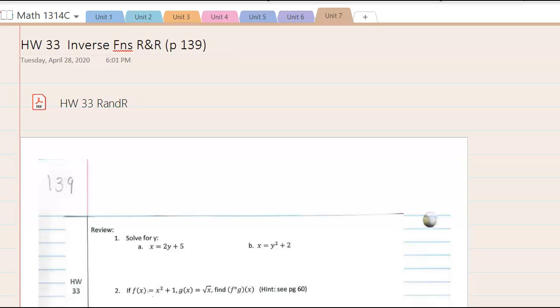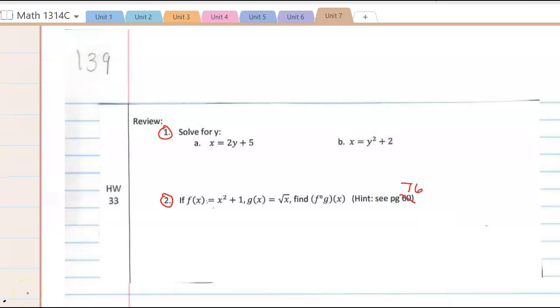This video will cover the review and reflect for the topic of inverse functions. For this review, we are asked to solve for y in two different equations, as well as to use composition of functions to find f of g of x, which can be found on page 76 of your notebook. You may want to pause the video here so that you may attempt to answer the questions on your own.